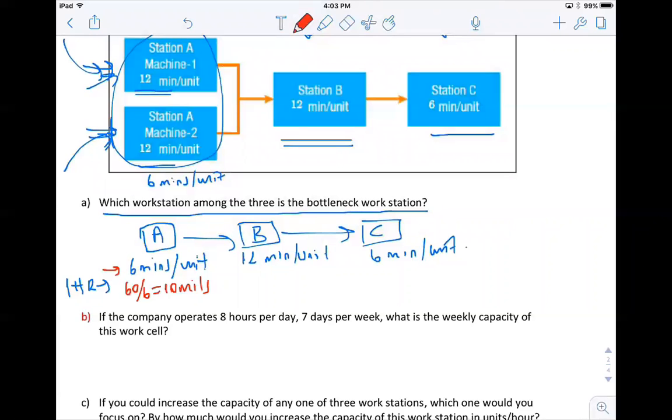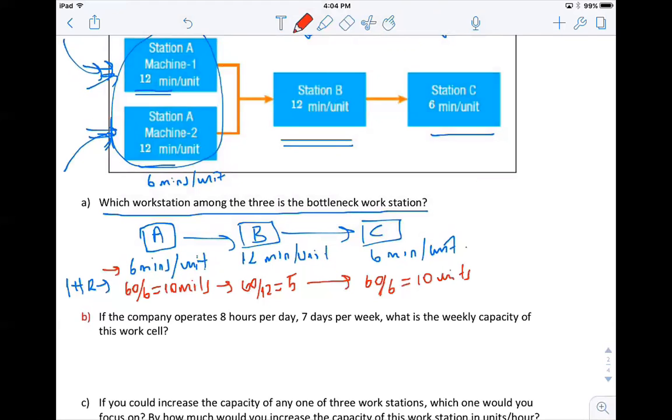And if you do the same math for workstation B, at the end of 1 hour, we should expect to see 5 units processed, right? And those are moved to workstation C, whose pace is 6 minutes per unit. Therefore, again, at the end of 1 hour, if there's enough supply coming into workstation C, we expect to see 10 units at the end of the first hour.